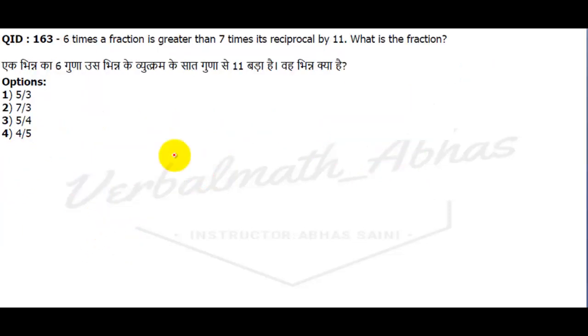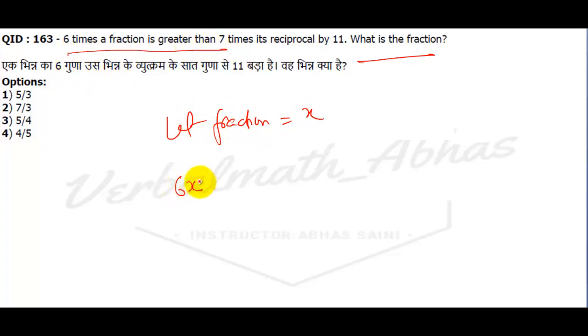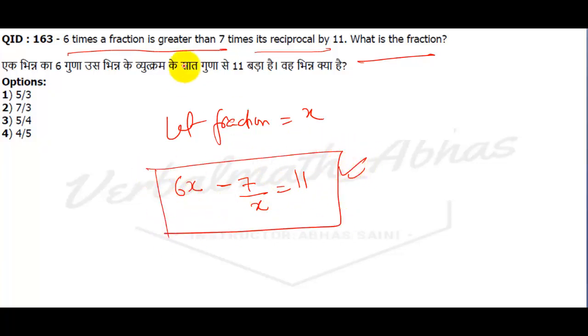Now next question. 6 times a fraction is greater than 7 times its reciprocal by 11. What is the fraction? Let the fraction be x, okay. Now I have to just follow the question. I'll write 6 times the fraction is greater than, which means if I subtract the next part, which is 7 times the reciprocal of the fraction, you will get 11. I have just written what is written in the statement, modified into mathematical form, okay.